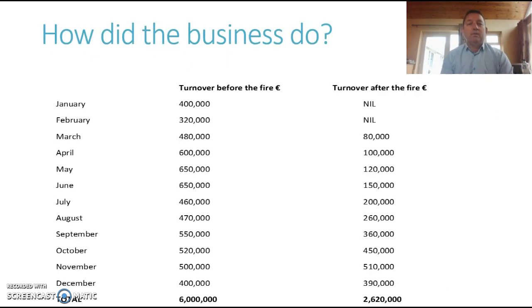Okay, so let's have a look on this slide at the turnover of the business. So it shows us the turnover of the business both before the fire and after the fire. So you can see after the fire, there was no turnover in January, February. In March, started at 80,000, built up to 100,000 in April, and so on. Again, you can see that the annual turnover before the fire was 6 million per year. After the fire, it was 2.62 million.